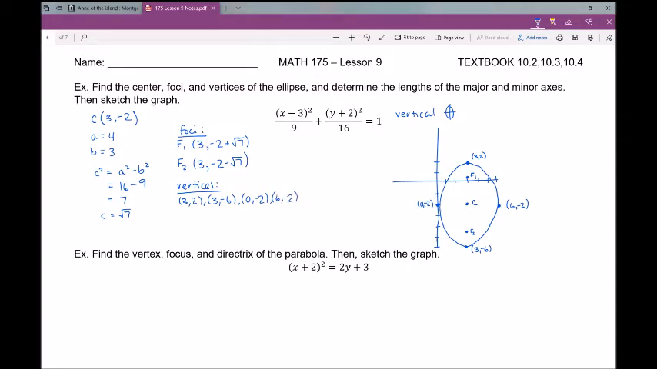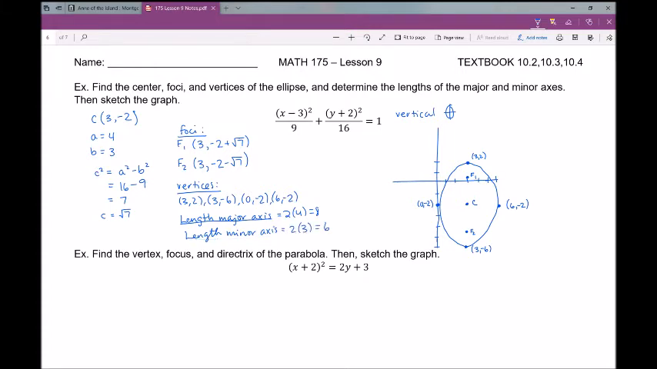We also need to find the lengths of the major and minor axes. So the length of the major axis is going to be 2 times A, which is 2 times 4, which is 8. And the length of the minor axis is going to be 2 times B, which is 2 times 3, which is 6.